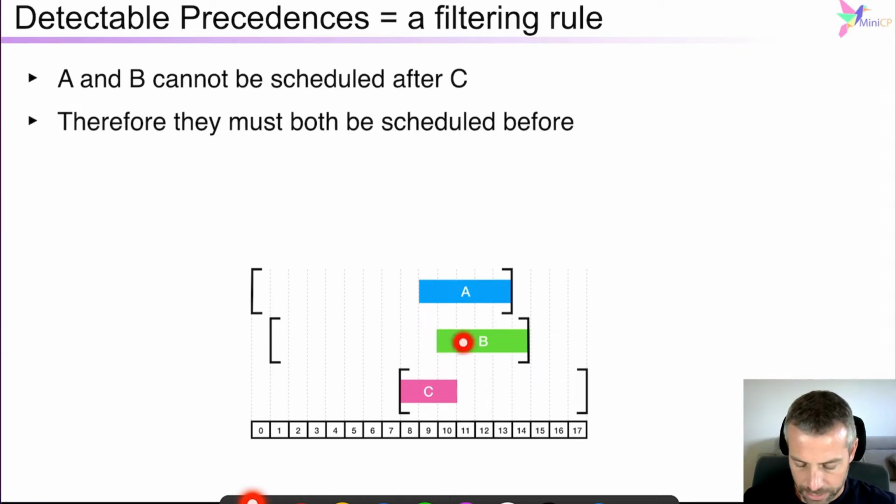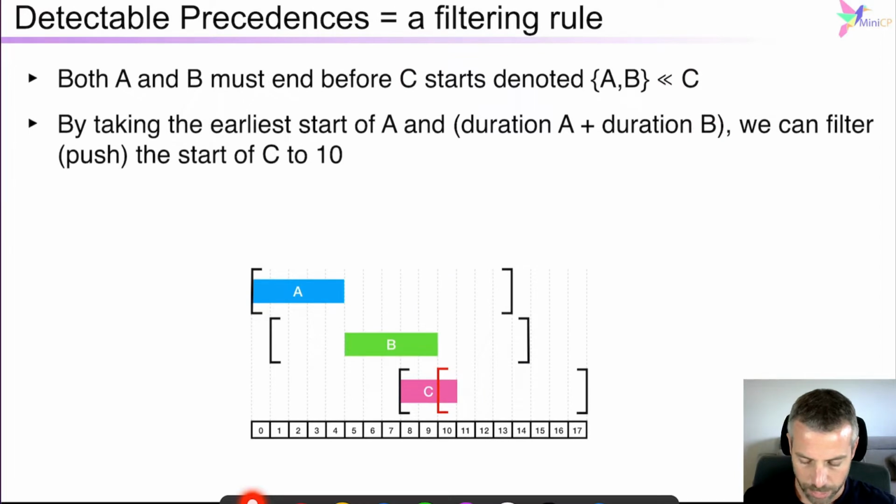And for the same reason, B can also not be scheduled after the activity C. That's impossible. And therefore, both A and B must be scheduled before the activity C. This is what we denote with this notation. A and B must both be scheduled before the start of the activity C.